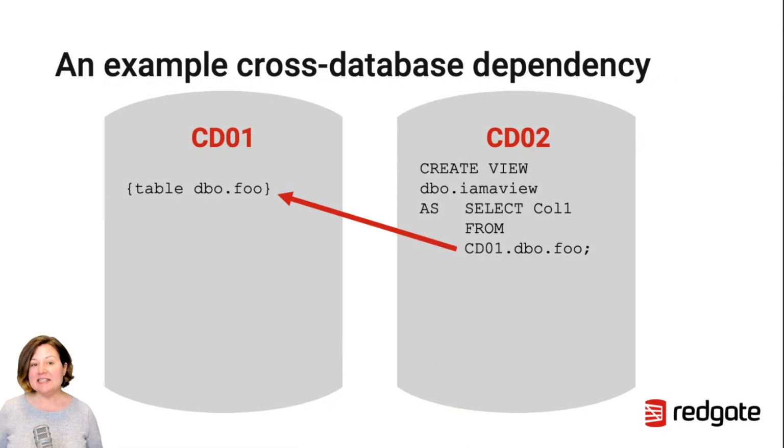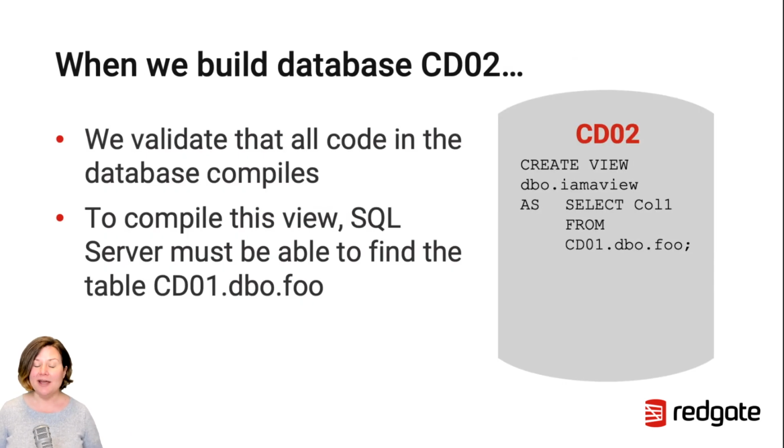Well, here's an example. Let's say I have two databases. One of them I've named CDO1, and the other database I've named CDO2. And I have created a view in CDO2 that refers to a table in CDO1. My view has a dependency on that table over there in CDO1.